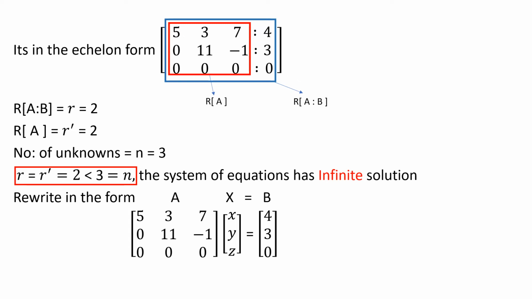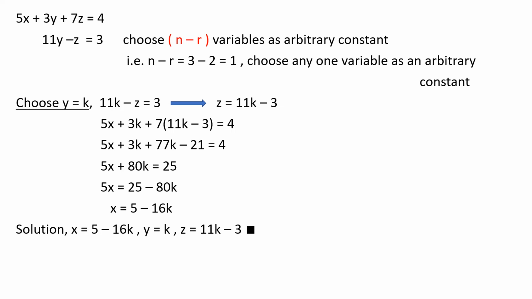After identifying that it has infinite number of solutions, we are going to rewrite that in the form Ax is equal to B, where A is the simplified form of the Gaussian matrix taken from the echelon form, X is the variable, and B is the constant. Now expand Ax is equal to B, you will get the equation 5x plus 3y plus 7z is equal to 4, 11y minus z is equal to 3.